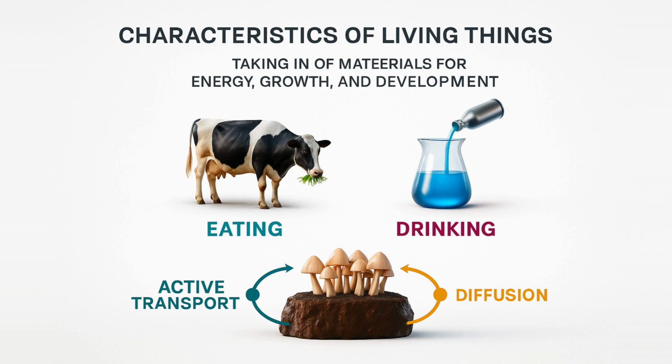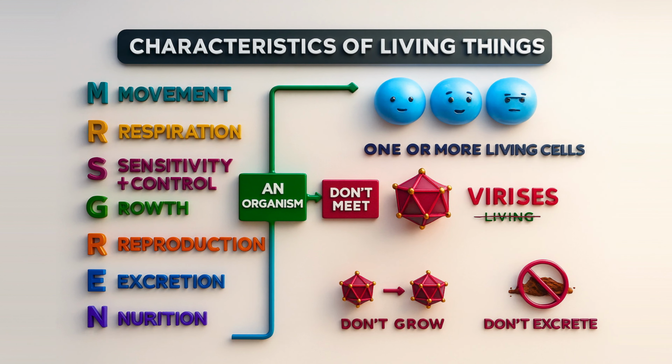In animals, this usually means eating and drinking, while in organisms like fungi or bacteria, it means absorbing nutrients from their environment using diffusion or active transport. These 7 characteristics are shared by all living things, and anything that meets all these conditions qualifies as an organism.